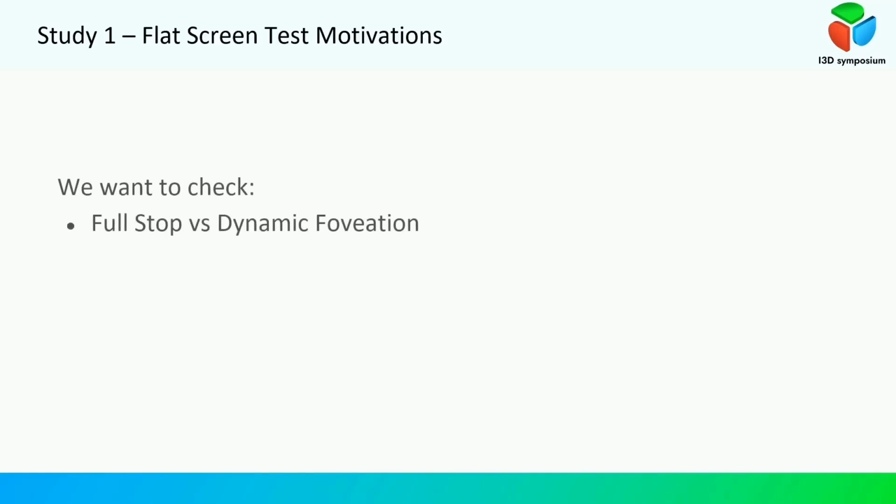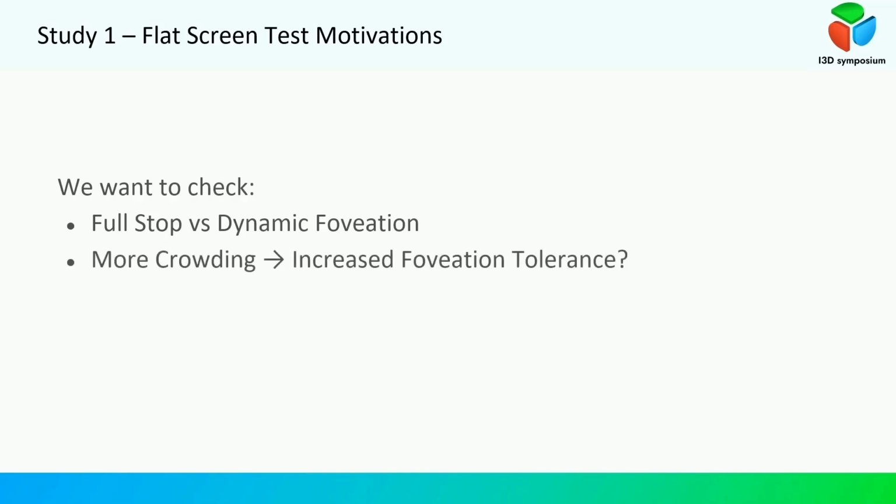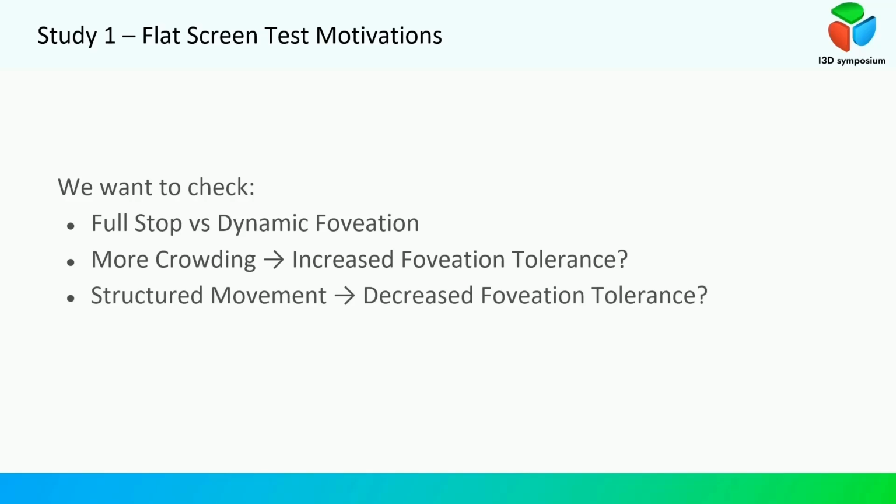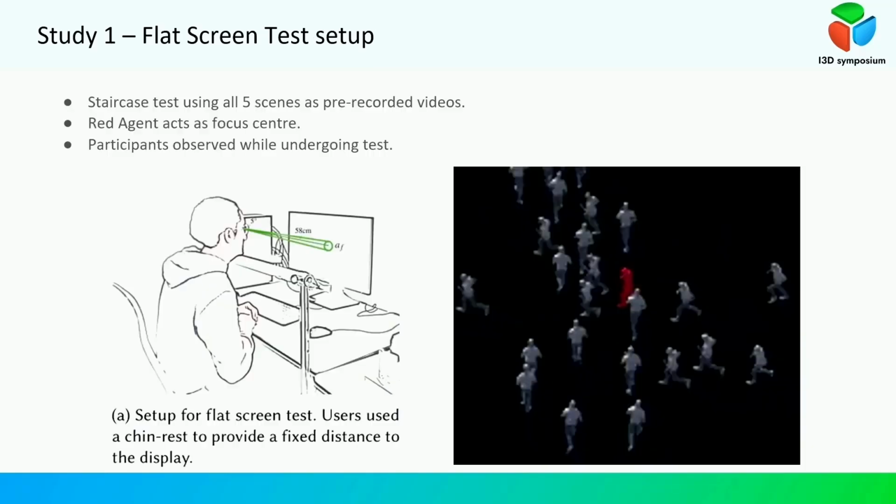So, with the flat screen test, we try to go through our main hypotheses. First, to see whether the full stop or dynamic foveation method is better. Second, to see if more crowding leads to increased foveation tolerance. And third, to see whether structured movement leads to decreased foveation tolerance.